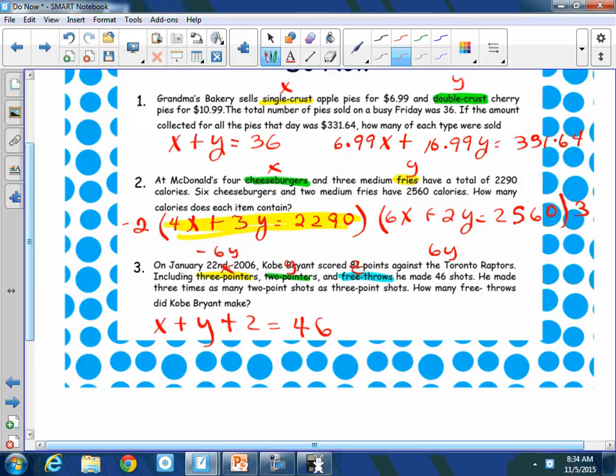Now, I'm only looking for free throws, right? So how do I translate that? He made 3 times as many 2-point shots as 3-point shots. Z equals free throws. So he made 3 times as many 2-pointers, that would be Y, as 3-pointers, that would be X.